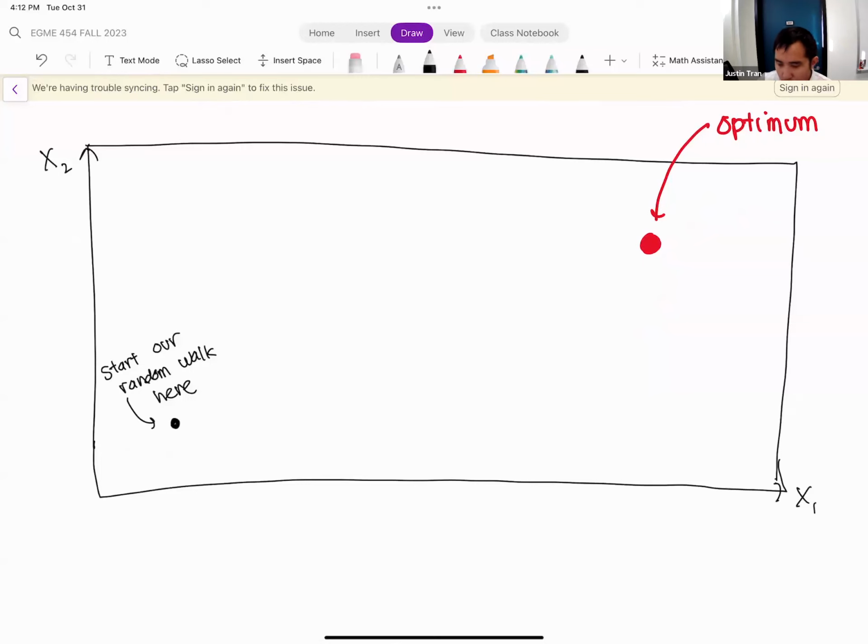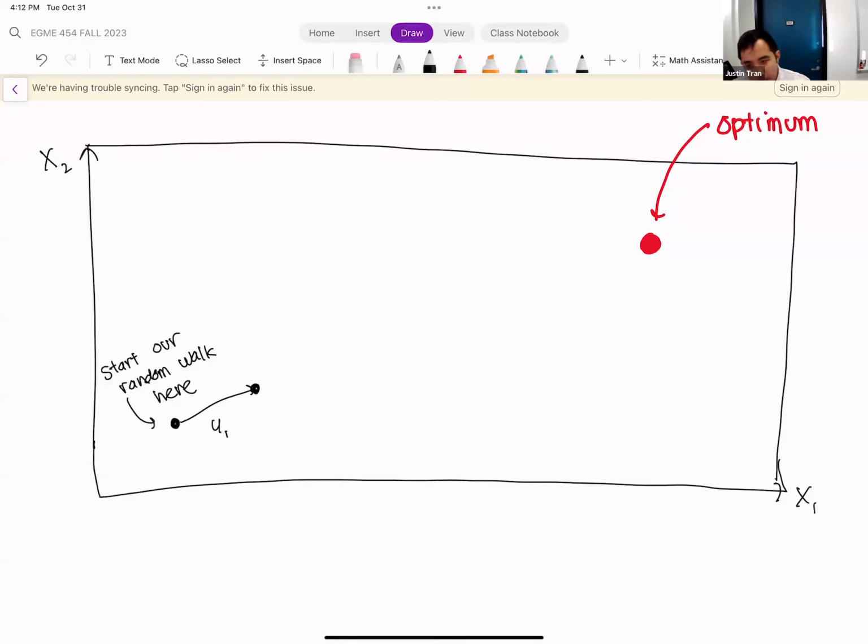So we start there. And then from here, we're going to generate a random direction. Let's say that we generate a direction in this one right here. So this can be U1. If we look at this direction U1 relative to where we started, we're getting closer to the optimum, right? So if we were to take a step in this direction, this is going to lead us closer to the optimum.